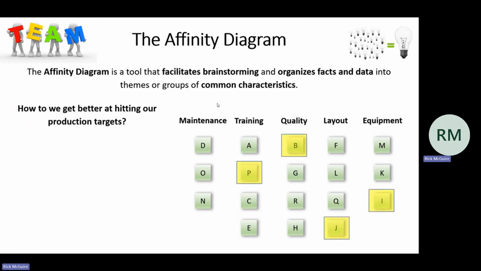Now, once we've done this, we can again sit down with our team and say, okay, we've done all this brainstorming and we've collected a little bit of data. These are the 4 things that we want to focus on most to get better at hitting our production targets.